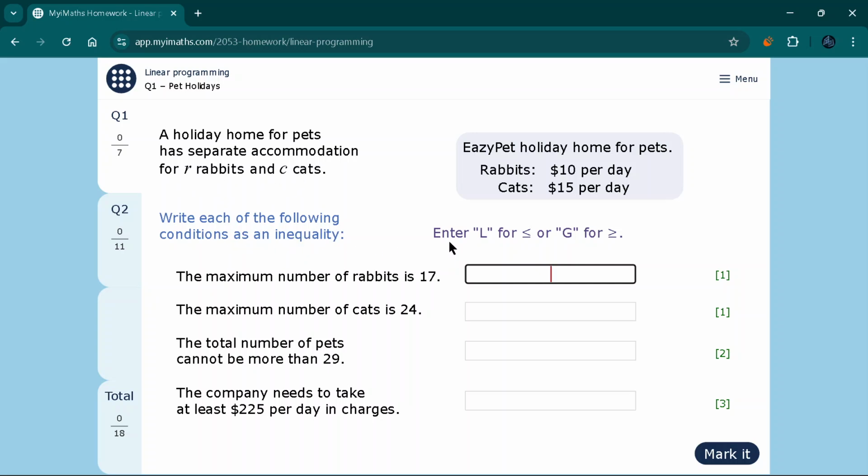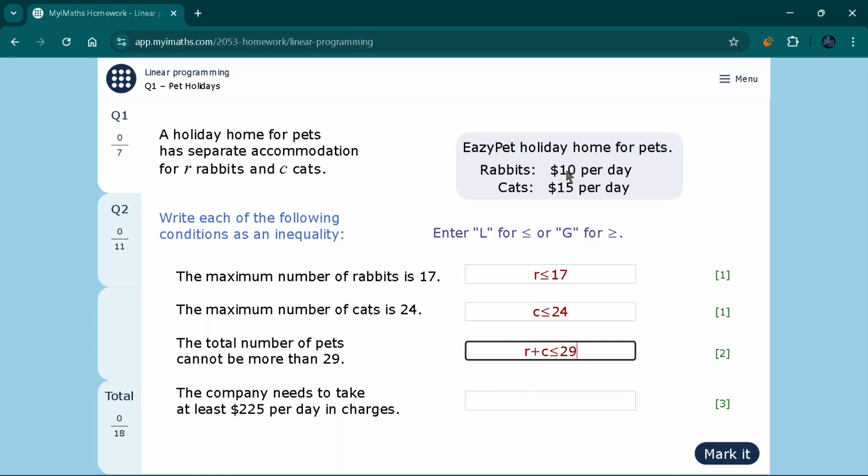Right, inequality. So the maximum number of rabbits, R, is 17. The maximum means they cannot be more than 17, so we need to put in the less than or equal sign. Same with the cats. They will be less than or equal to 24. Can't be more. Total numbers, we add the rabbits and the cats together. Cannot be more than, again, so it's the less than or equal sign, 29.